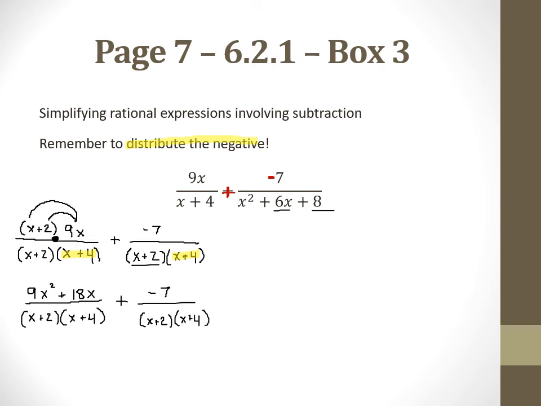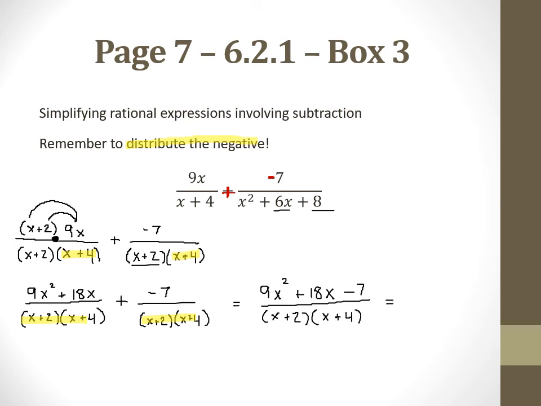And now that we have common denominators, both of these are over the exact same set of factors, we can add across the numerator. And now here I don't have any like terms. 9x squared plus 18x plus negative 7. None of them combine. So it's just going to stay as 9x squared plus 18x plus negative 7, which is the same as minus 7, all over x plus 2 times x plus 4.